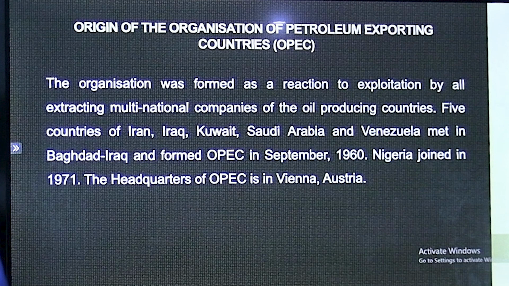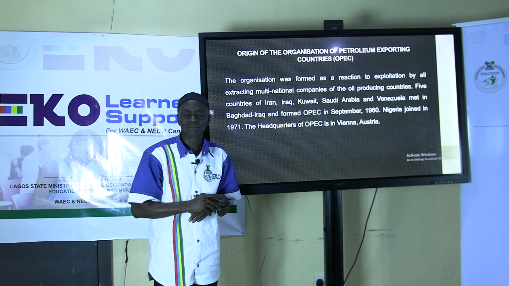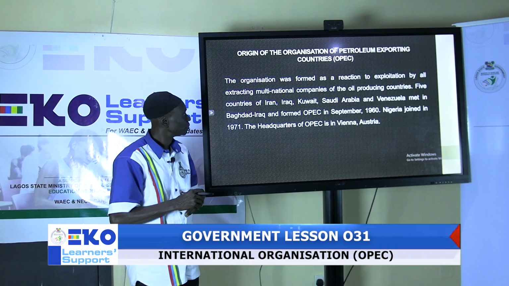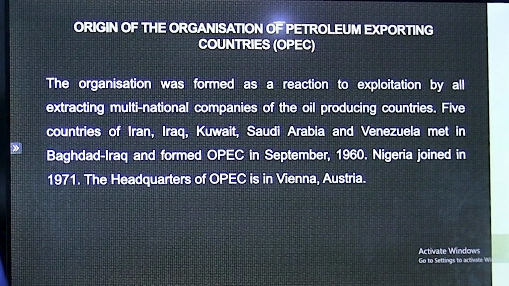5 countries met: Iran, Iraq, Kuwait, Saudi Arabia, and Venezuela in Baghdad, Iraq. And they formed OPEC in September 1960 to make sure they fight for the interests of those who are being exploited by the companies who are buying from them the crude oil. Nigeria joined as a member in 1971, and where is the head office of OPEC? It's in Vienna, Austria. Austria is in Europe.